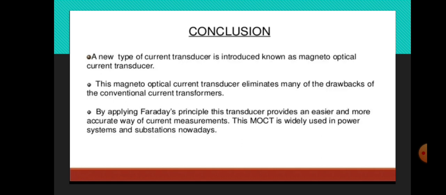Conclusion: a new type of current transducer is introduced known as magneto-optical current transducer. This magneto-optical current transducer, what we had seen before, is a transducer that eliminates many of the drawbacks of the conventional current transformers. By applying Faraday's principle, this transducer provides an easier and more accurate way of current measurements. This MOCT is widely used in power systems and substations nowadays.